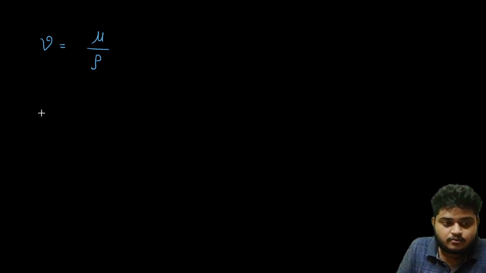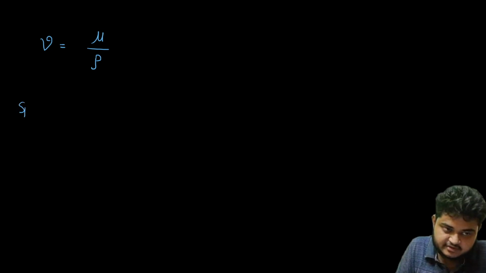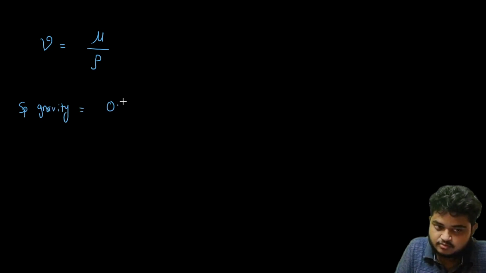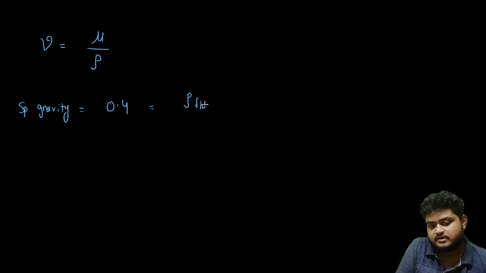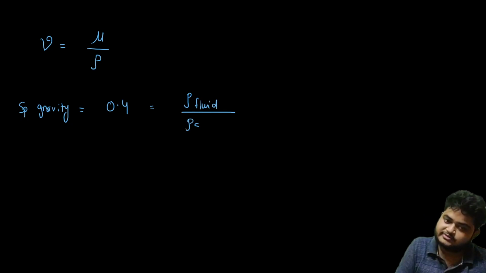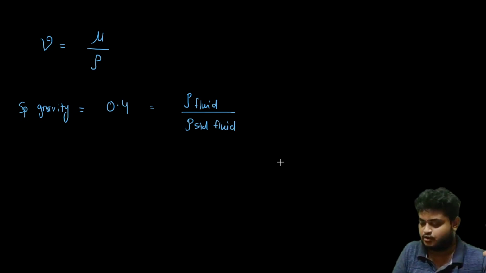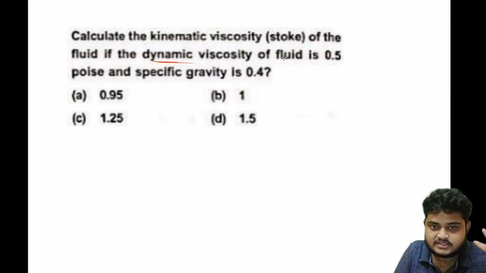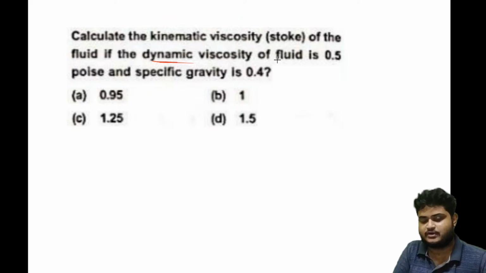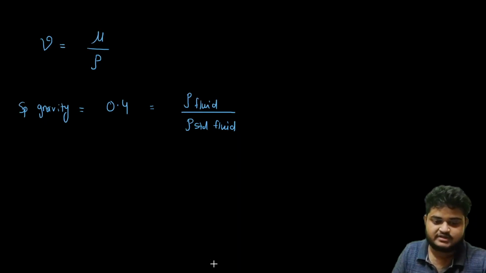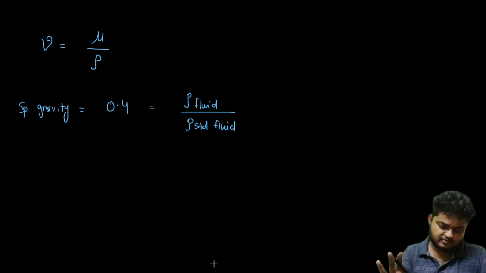Okay, now we are having some data here. The specific gravity is given as 0.4. What is specific gravity? Specific gravity is rho of any fluid upon rho of standard fluid. But in the question, is there anything written like it is a liquid? No, it is not written. But whenever it is not given whether the fluid is liquid or in gaseous form, we will assume the fluid to be a liquid.